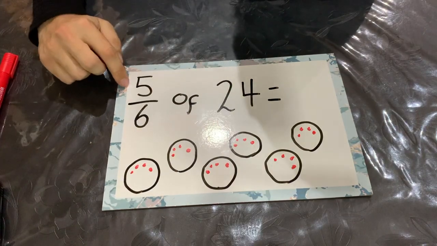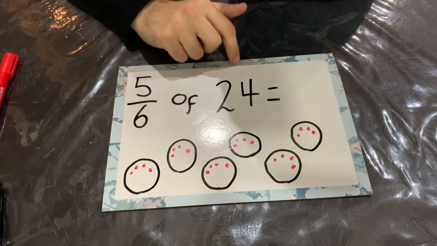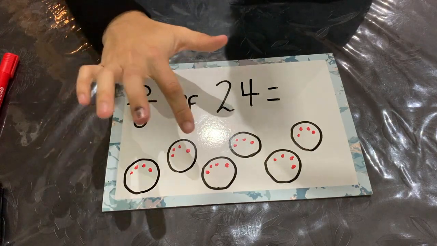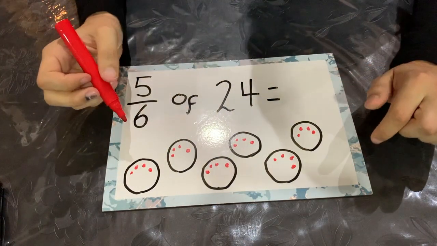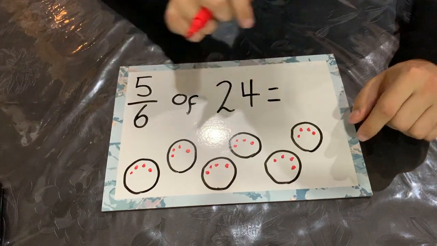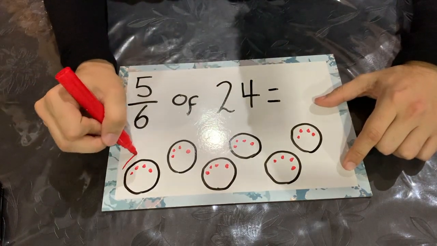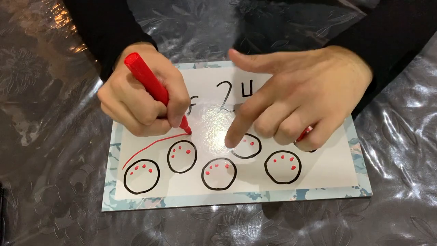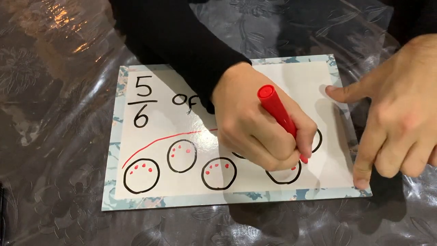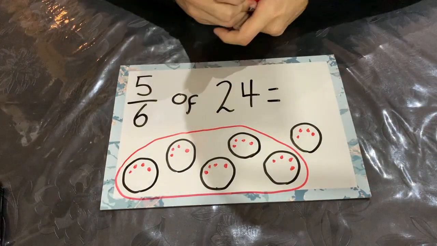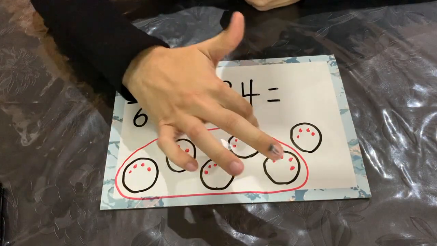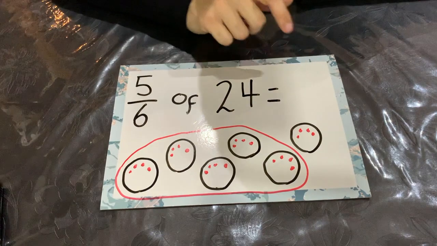Now I want 5/6 of 24. So out of my 6 groups, I need to circle 5 of them because that's what I want my answer for. So I've got 1, 2, 3, 4, 5 groups. I've circled all of those. So however many dots I have altogether now in here, that's what my answer is.